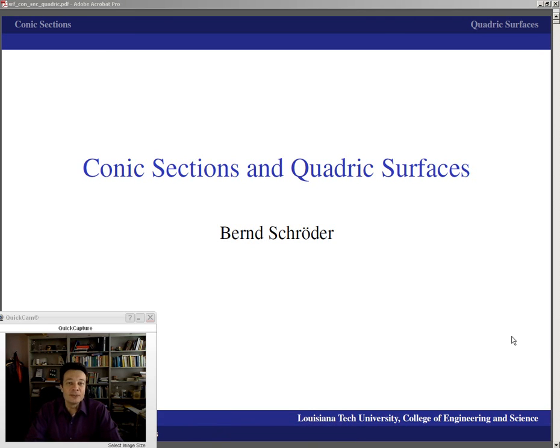We're now taking a look at some standard examples of curves and surfaces. Namely, we're going to look at conic sections, which are ellipses, hyperbolas, and parabolas. And we're going to look at their higher dimensional analogs, which are quadric surfaces: ellipsoids, paraboloids, and hyperboloids. These are standard examples that we have run into before and will continue to run into, especially in integration.